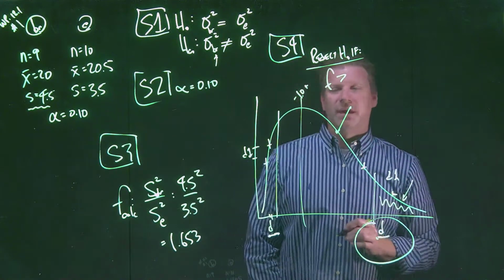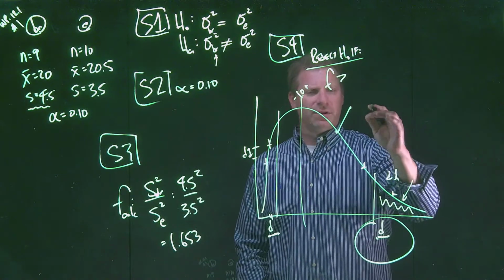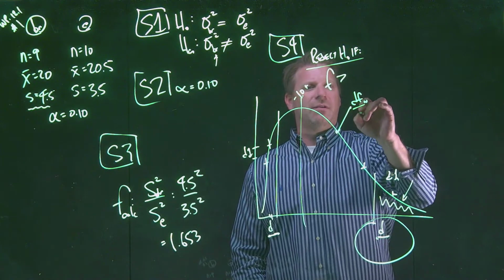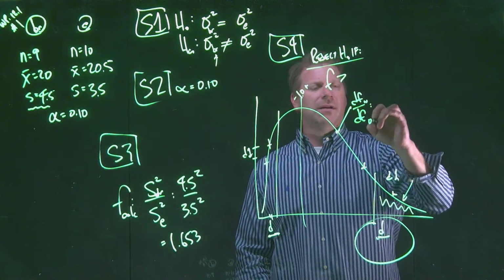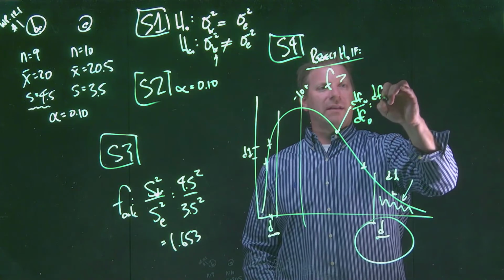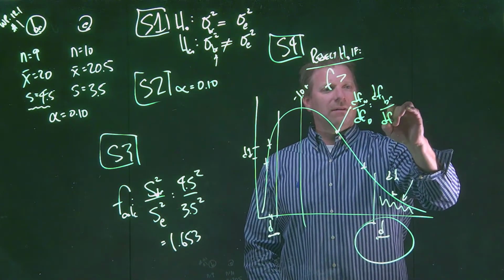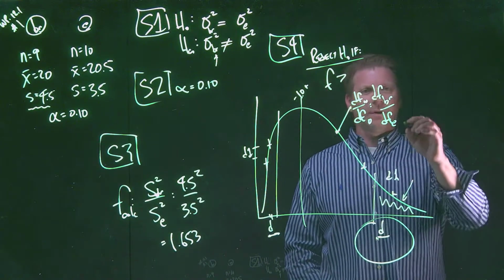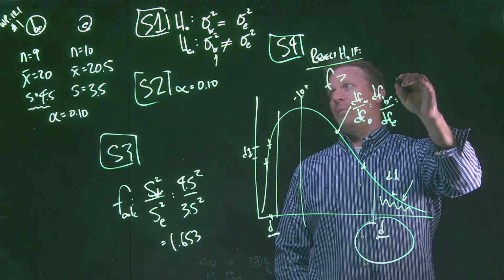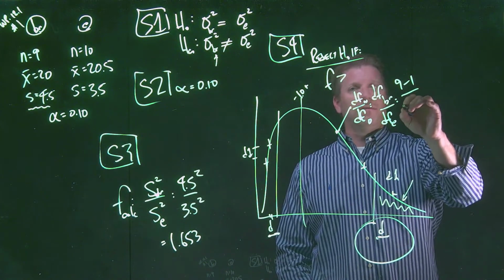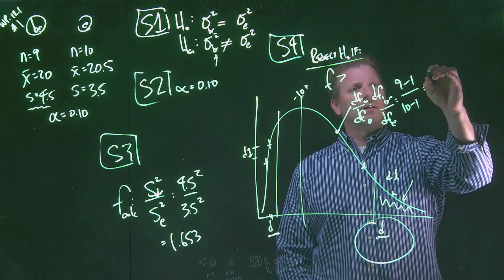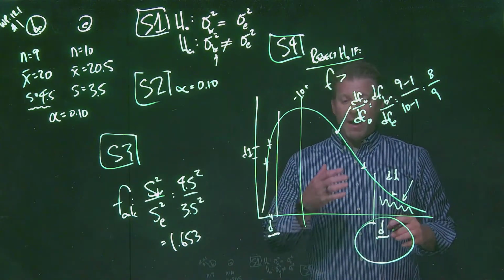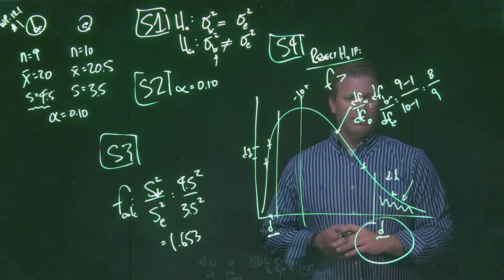Now to do this, we've got to go into a new chart. We're going to go into our F distribution table, and we're going to, again, look at the degrees of freedom in the numerator and the degrees of freedom in the denominator. In the numerator, we have the back roads. In the denominator, we have the expressway. So our back roads was 9 minus 1, and 10 minus 1, which gets us to 8 and 9 respectively.